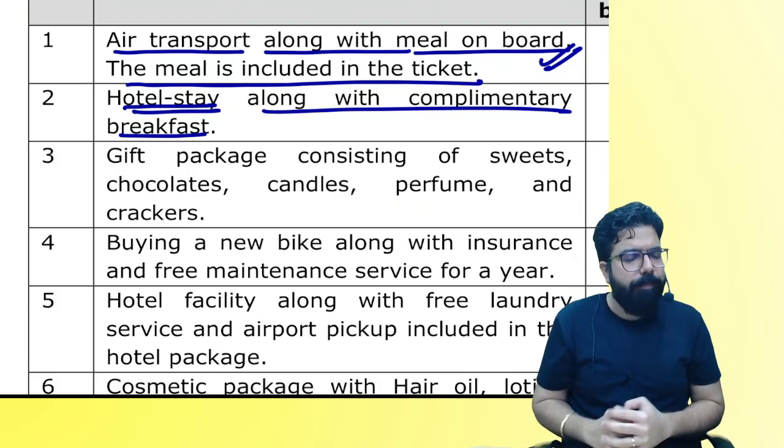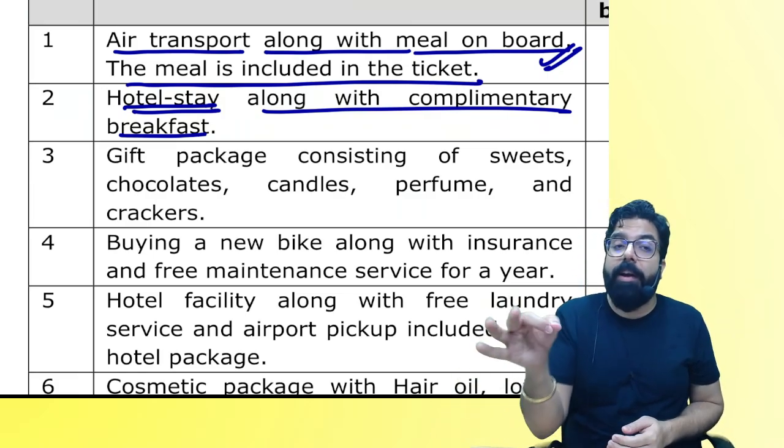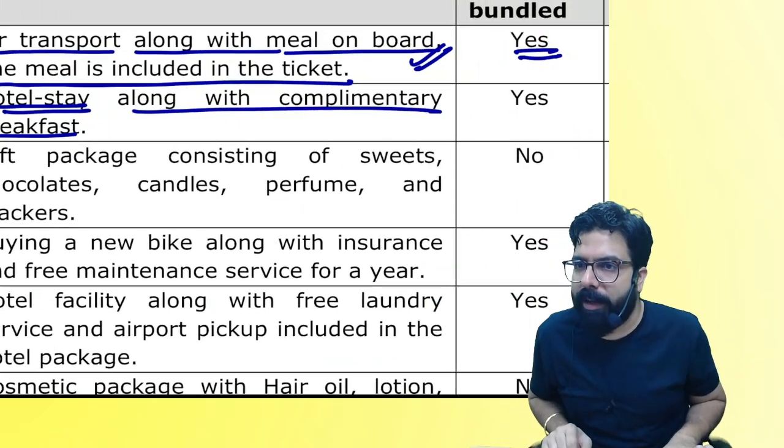What is the principle? Accommodation. Yes or no, everyone? What rate of GST will apply? Accommodation's rate will apply. Do you guys agree with me?